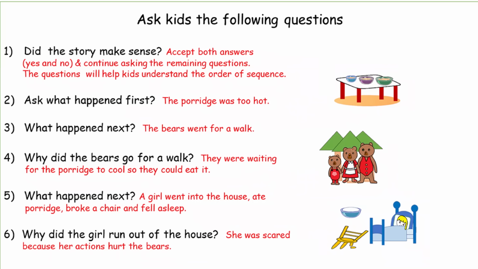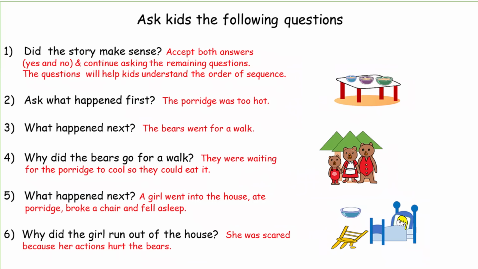Number 2, ask what happened first. In our example, it says the porridge was too hot. Accept any reasonable answer. Number 3, what happened next? The bears went for a walk. Number 4, why did the bears go for a walk? They were waiting for the porridge to cool so they could eat it.